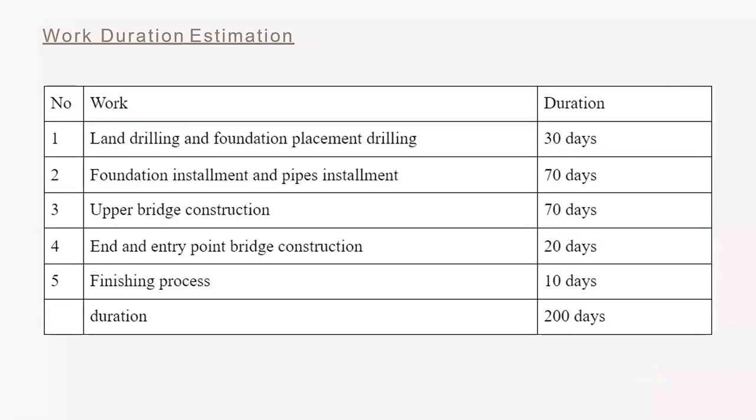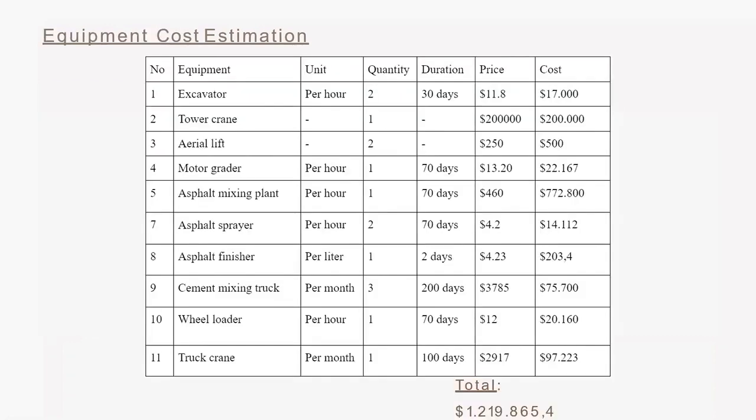Next. This is our time frame for the construction. We estimated 200 days from start to finish. This is important because we need to reach certain milestones in each process of construction. Next. And from those milestones, from that work frame, we can determine what certain equipment we need to rent for the construction. And this is the total of our renting: $1.2 million.